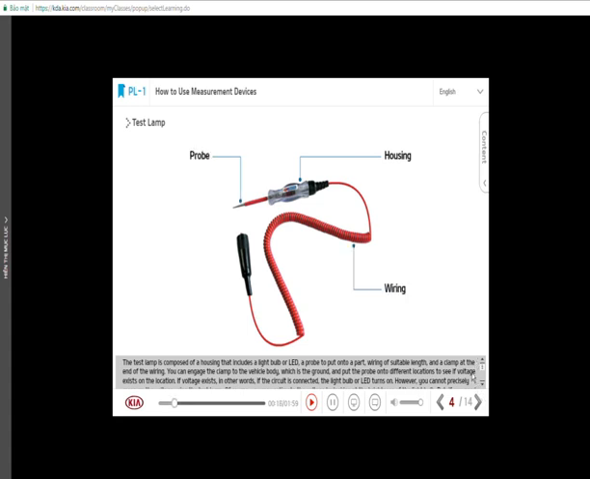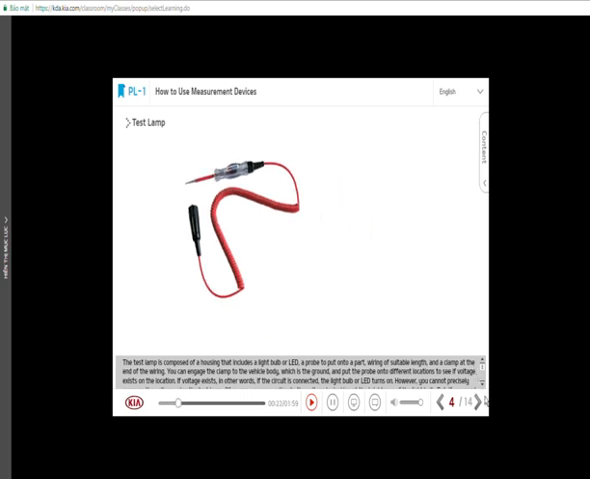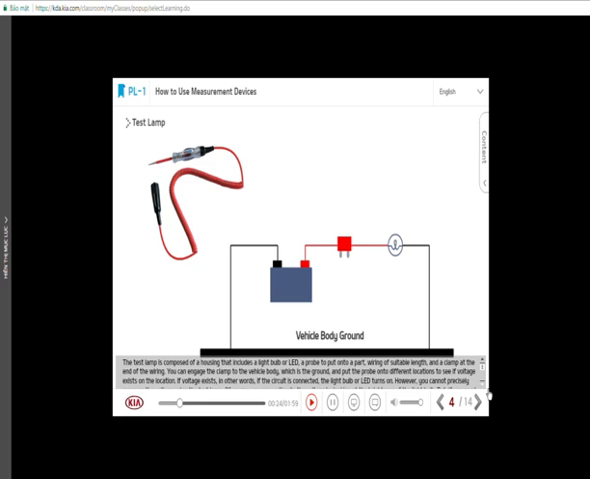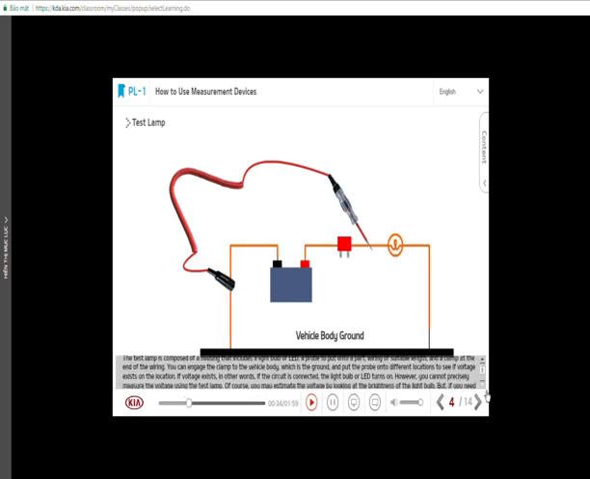The test lamp is composed of a housing that includes a light bulb or LED, a probe to put onto a part, wiring of suitable length, and a clamp at the end of the wiring. You can engage the clamp to the vehicle body, which is the ground, and put the probe onto different locations to see if voltage exists on the location.